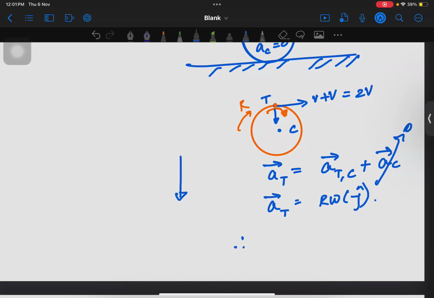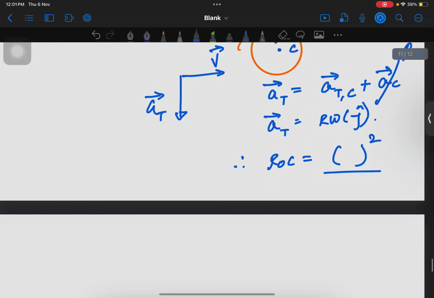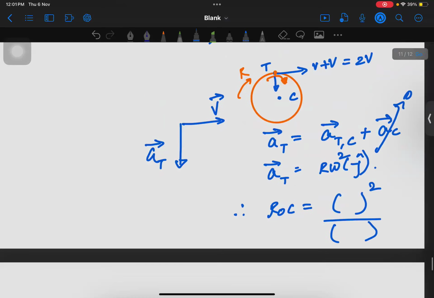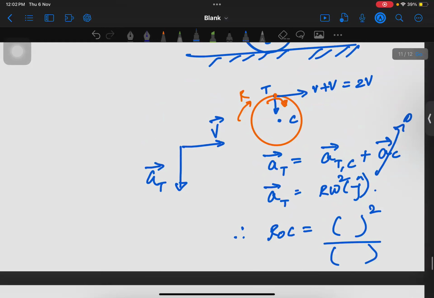We notice that AT itself is at 90 degrees to the velocity. So the radius of curvature can be written as the square of the speed divided by the component of acceleration which is perpendicular, which is, oh my god, I didn't write r omega. Please write that. r omega square, right? Why? That's the centripetal acceleration. And over here we can write that ROC is nothing but 2v the whole square divided by r omega square.